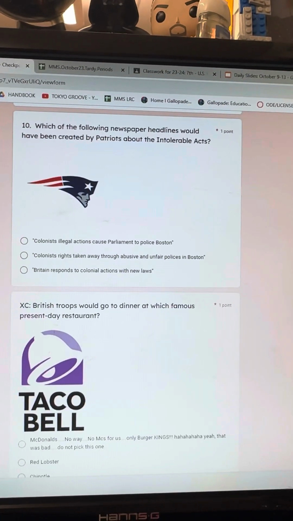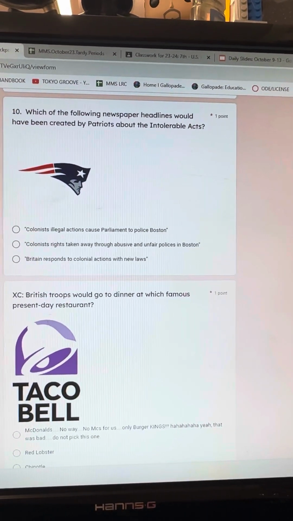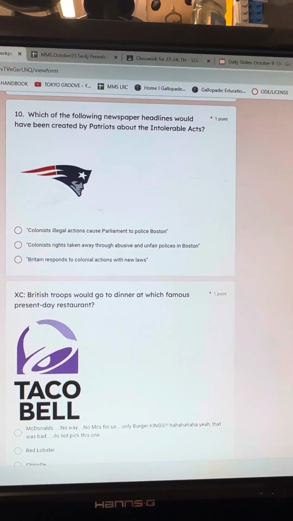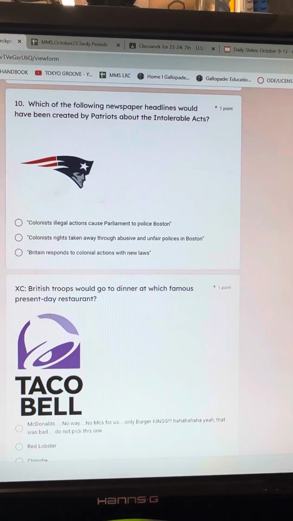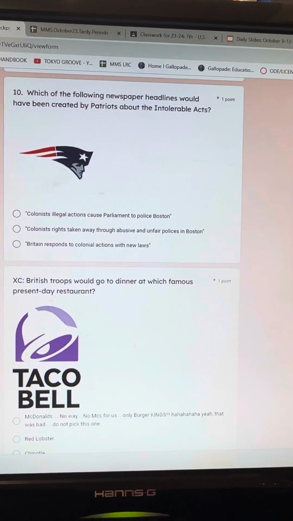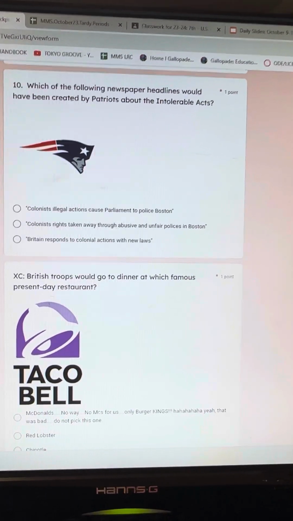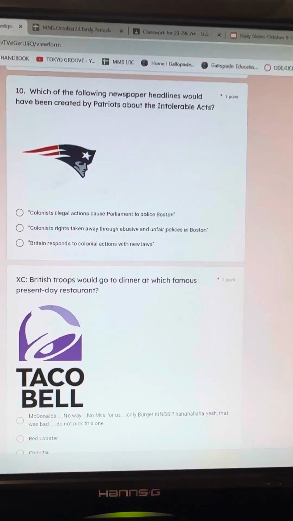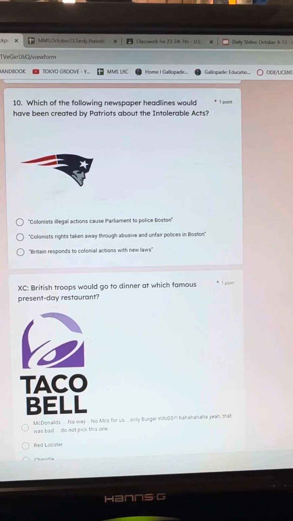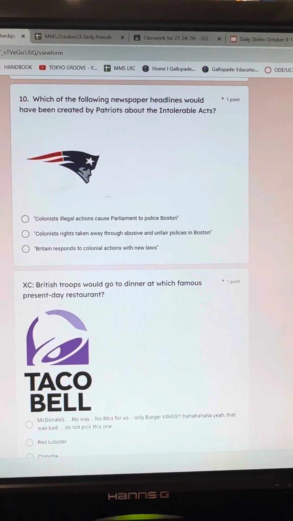10, practice of what we did yesterday. Which of the following newspaper headlines would have been created by patriots about the Intolerable Acts? A, colonists' illegal actions caused Parliament to police Boston. B, colonists' rights taken away through abusive and unfair policies in Boston. C, Britain responds to colonial actions with new laws. One of those would be by the Patriots, one by loyalists and the British, one is neutral. I need you to click on which one would have been created by patriots.